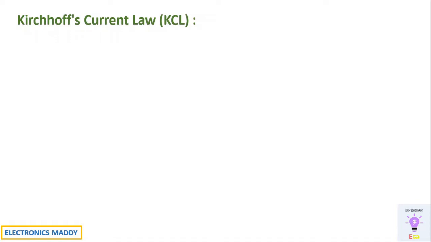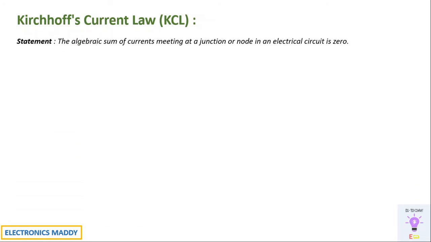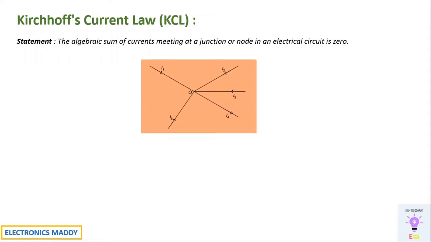So, what is Kirchhoff's current law all about? The statement of Kirchhoff's current law is: the algebraic sum of currents meeting a junction or node in an electrical circuit is zero. So, in order to understand this statement better, let's have a pictorial representation. Let us consider this as a circuit. With respect to this, you see O is the node or a junction.